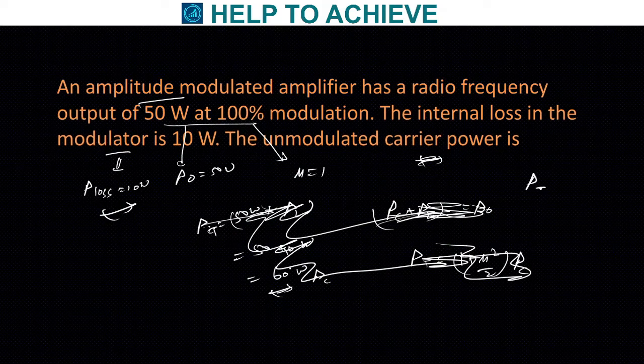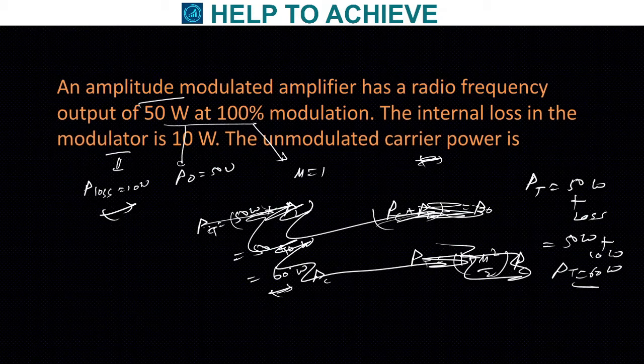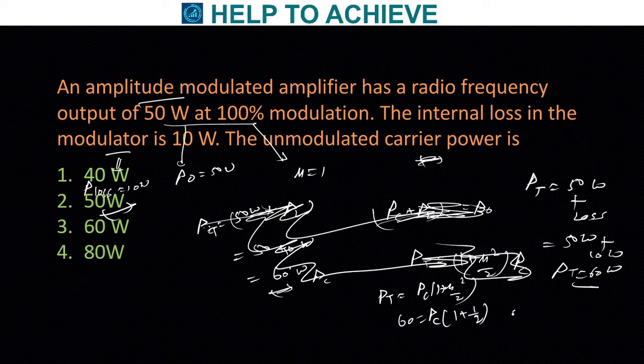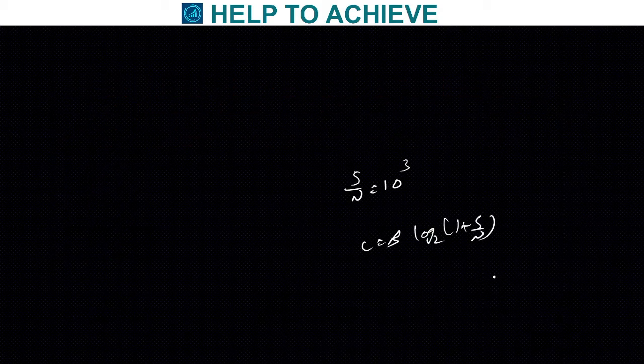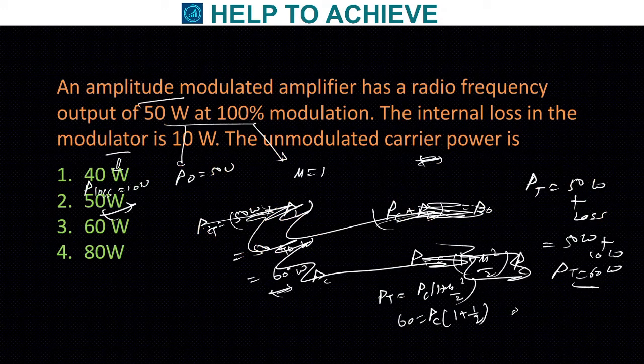So the total power corresponds to the loss plus the output power, which is nothing but 50 watts plus the loss of 10 watts. So the total power is 60 watts. We know that PT is equal to PC into 1 plus mu square by 2. So in this case, PT is 60, equal to PC into 1 plus 1 by 2. Then what is the value of PC we are getting? 3 PC by 2 equals 60, so PC equals 60 into 2 by 3, which is 40 watts. So 40 watts is the correct answer.